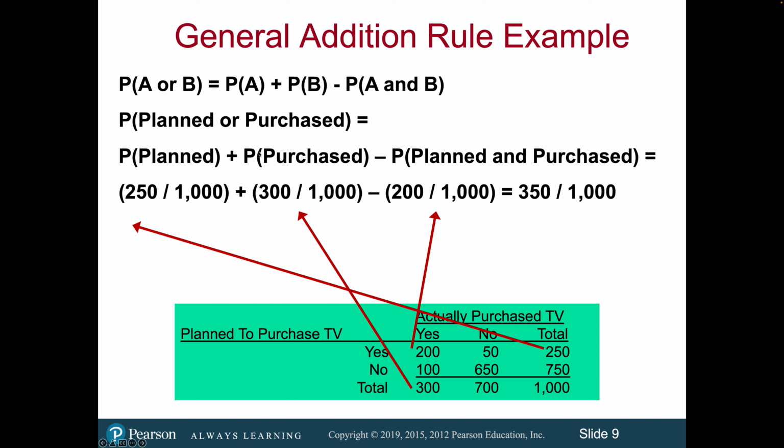The next thing is a simple event. So I've got tunnel vision on again, the total. So the probability of purchased, I can look at the yes under purchased, and I can see that there are 300 entries there. So I have 300 out of 1,000. Then I have to subtract the probability of planned to purchase and did purchase. Well, planned to purchase and did purchase is 200. So I subtract 200 out of 1,000. So if you do the math there, the probability of planned or purchased is 350 out of 1,000.